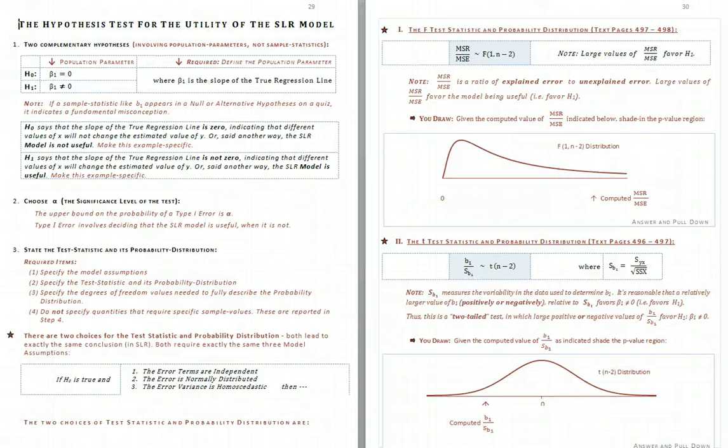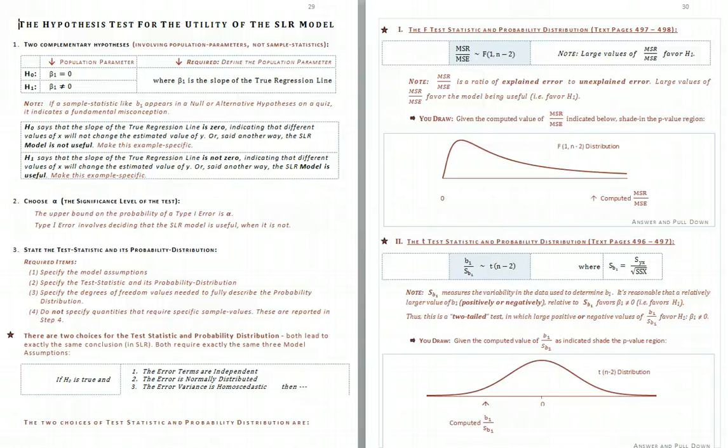This is a hypothesis test to determine whether the slope of the true regression line is different from 0. If the slope is 0, the model is not useful, since any x value would be multiplied by 0. The first step is to specify the null and alternative hypotheses.